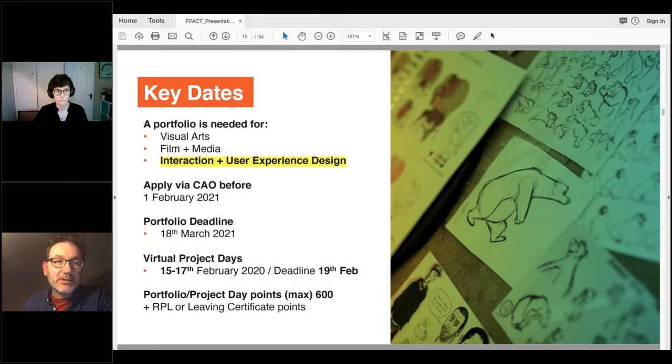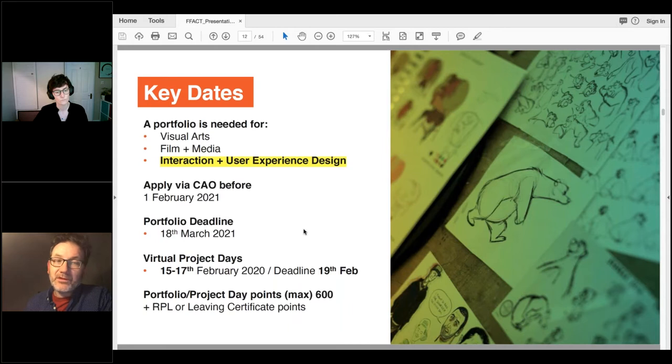Just some of the key dates, I suppose. I mentioned there, portfolios are needed for all the programs in design and visual arts, film and media, and interaction and user experience design specifically. The deadline is February the 1st, which is what, next Monday? So if you haven't applied for those programs before that date, any of those programs, you won't be able to get in, because it is very much the CAO system that dictates how this works. And so you have to be in and registered, or your choice registered, in those programs by then.